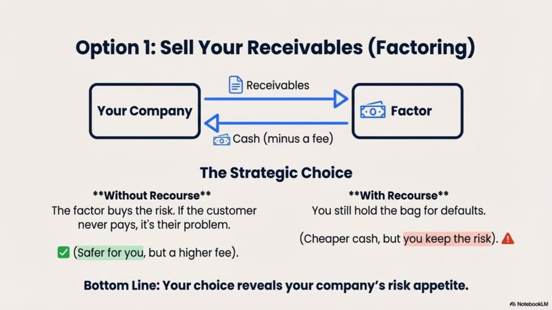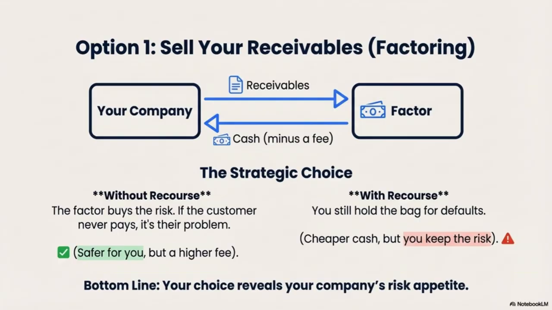So you have to accelerate the cash flow. And the first method for that is factoring. Right. Factoring is the outright sale of your invoices to a specialized company called a factor. You get cash immediately, minus their fees. But the big decision here is about who holds the risk, isn't it? That's the key strategic choice.